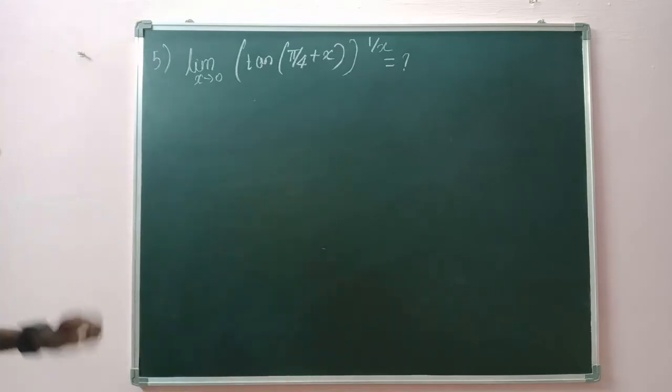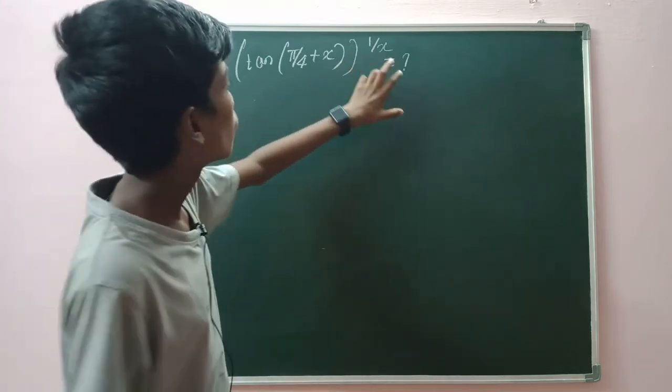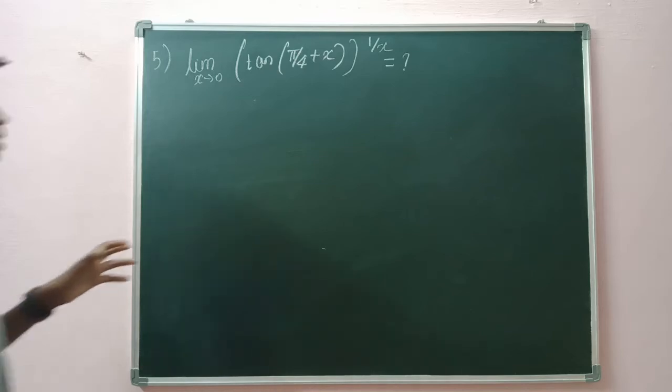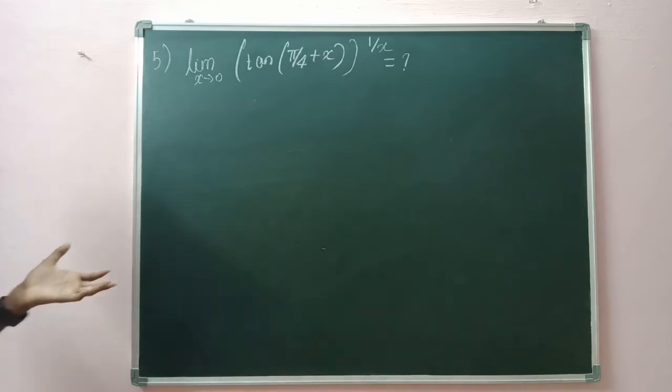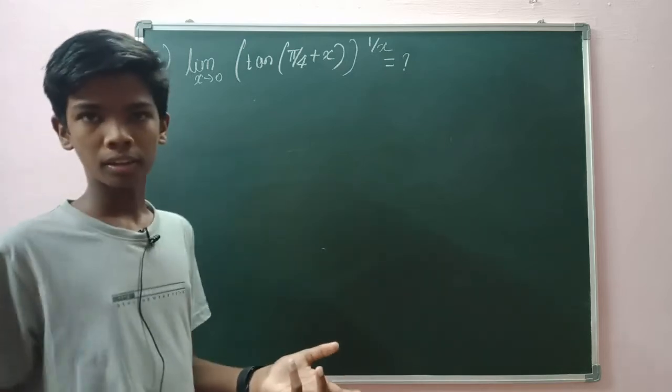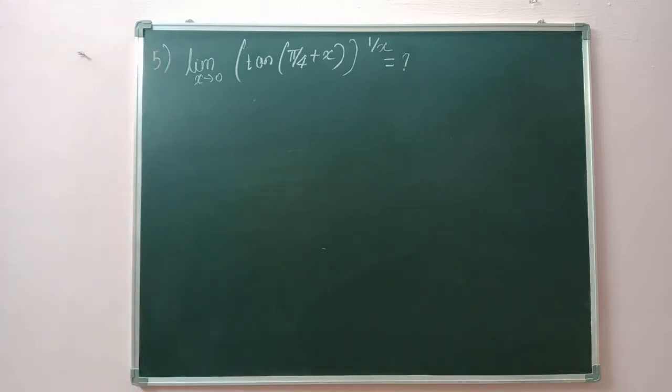Our next question is the limit as x tends to 0 of tan of pi by 4 plus x, whole power 1 by x. And we're supposed to find the value of this limit. Guys, this was one of the previous year questions, asked in JEE Mains 2021, I think, out of those 4 attempts. So how am I going to solve this question?